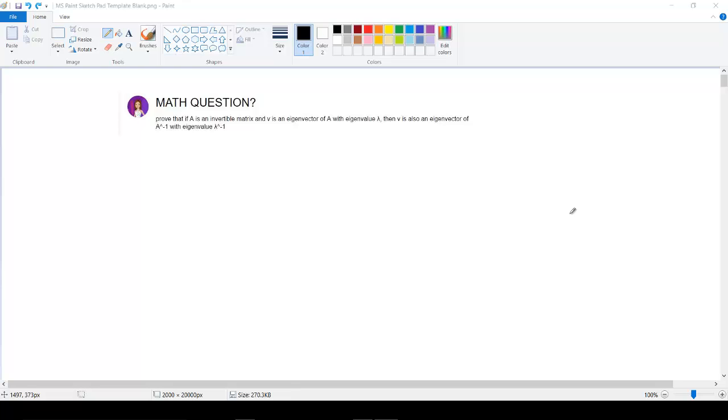Alright, so here's the question. Prove that if A is an invertible matrix and V is an eigenvector of A with eigenvalue lambda, then V is also an eigenvector of A inverse with eigenvalue lambda inverse.